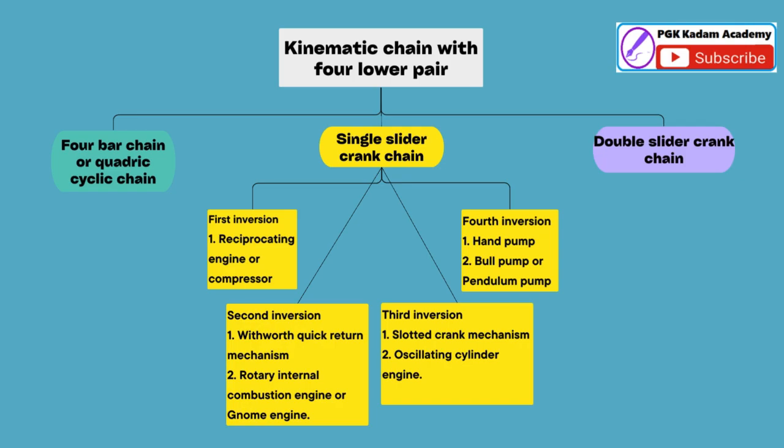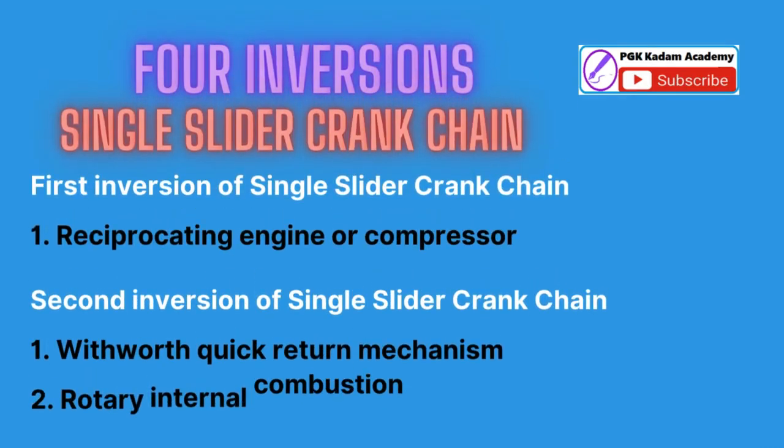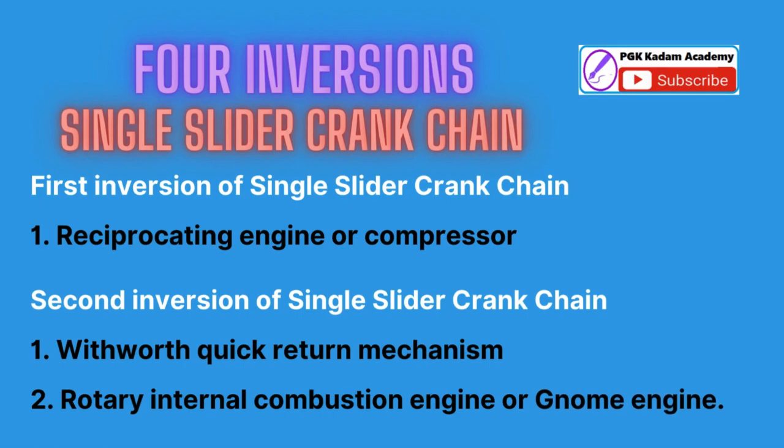We have seen in the previous video that a single slider crank chain is a 4-link mechanism. We know that by fixing, in turn, different links in a kinematic chain, an inversion is obtained and we can obtain as many mechanisms as the links in a kinematic chain. 4 inversions of a single slider crank chain are possible. First inversion of single slider crank chain: reciprocating engine or compressor.